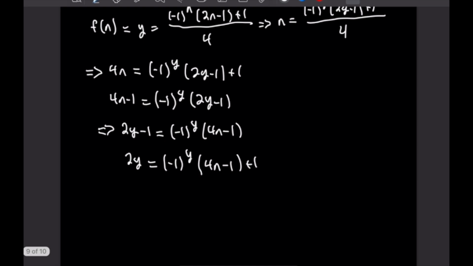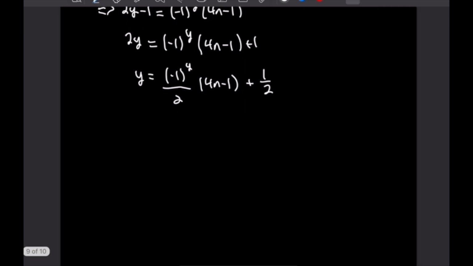And lastly, we can divide by 2. So that will give us y is equal to, let's go ahead and split this up in the following way, where we have (-1)^y over 2 times our (4n minus 1), and then at the very end we will just have a plus 1/2 there. Now from here we can split this up into two cases depending on the power of our -1, whether this will be a -1/2 or a positive 1/2. So let me go ahead and write that out explicitly.